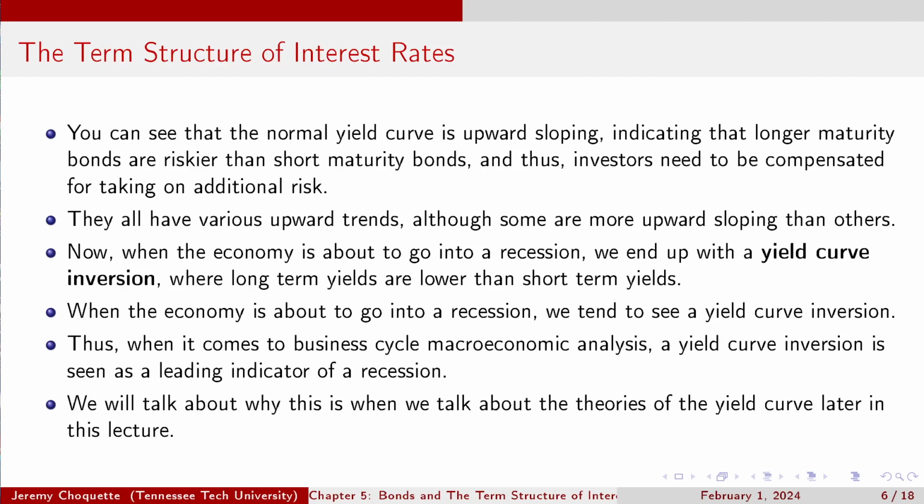And in order to be induced to want to buy a longer term treasury, investors are going to need to be compensated for taking on that additional risk. And it's not always a default risk. There's also the interest rate risk that we had talked about in the previous lecture. So we can see they all sort of have an upward trend, unless things aren't going all that well. Now, when the economy is about to go into a recession, we end up with something that's known as a yield curve inversion, where longer term yields end up being lower than shorter term yields.